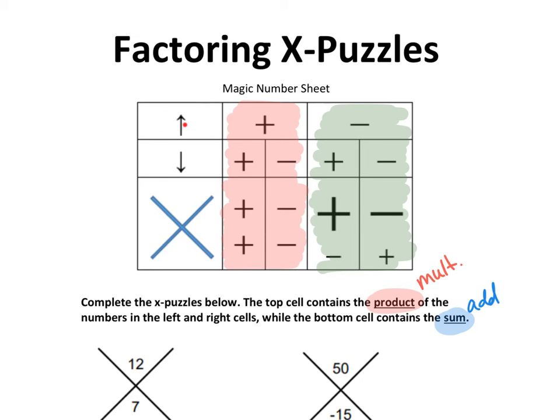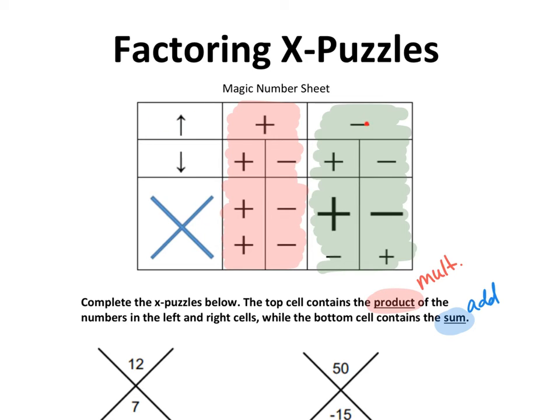So if your top number is positive, you stop at the positive column. What do you think this one talks about? The bottom number. So if your top number is positive and your bottom number is positive, what kind of signs are you going to put in your X puzzle? Both of your signs that go in the sides of your X puzzle are going to be positive. If your top number is positive but your bottom number is negative, what kind of signs are you going to use? Negative. Both of them will be negative.